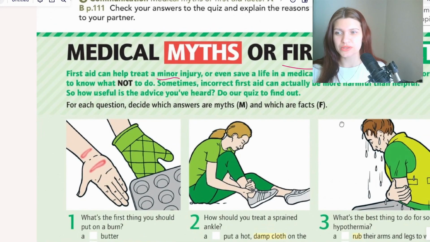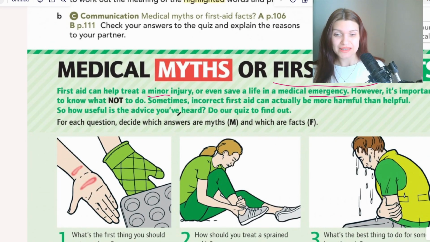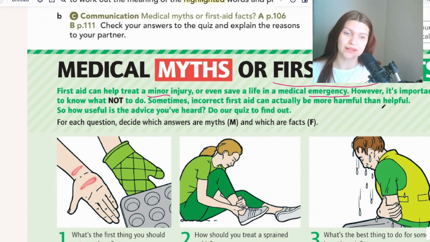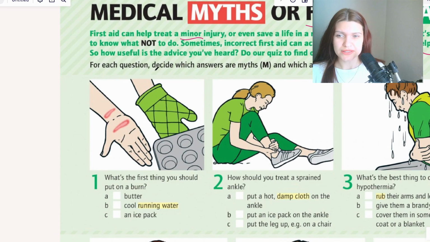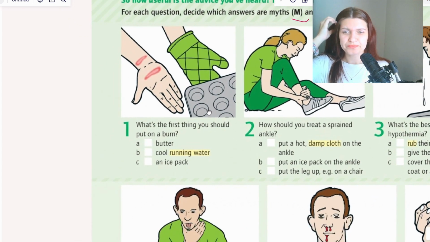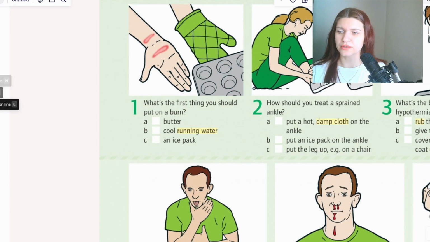However, it's important to know what not to do. Sometimes incorrect first aid can actually be more harmful than helpful. I think you understand these words, their antonyms. So, how useful is the advice you've heard? Do our quiz to find out. For each question, decide which answers are myths with M and which are facts with F. Facts are true and myths are false.